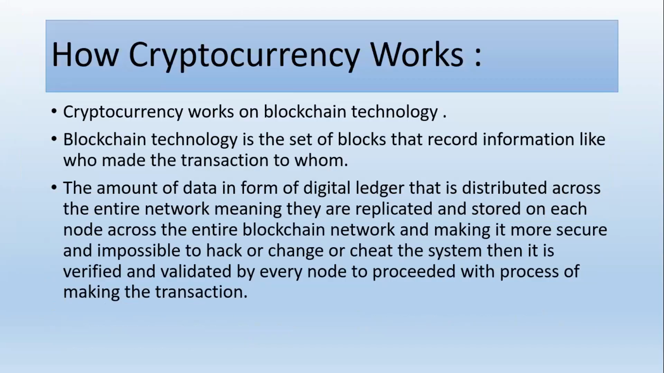So how does cryptocurrency work? Cryptocurrency works on blockchain technology. Blockchain technology is a set of blocks that record information like who made the transaction to whom and the amount of data, in the form of a digital ledger. A digital ledger is the digital data stored in the blocks that is distributed across the entire network, meaning it is replicated and stored on each node. A node means every computer across the entire blockchain network, making it more secure and impossible to hack, change, or cheat the system. Then it is verified and validated by every node to process the transactions.